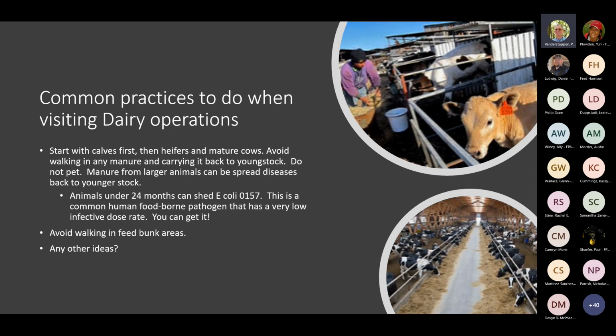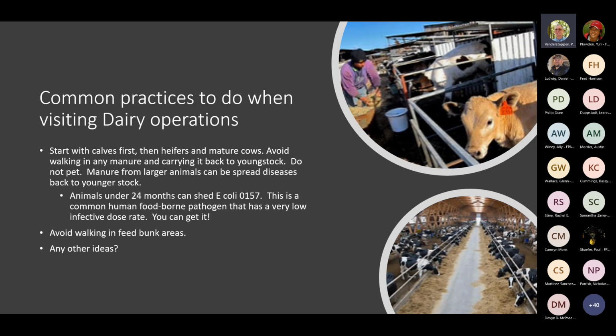It's interesting to note that animals under 24 months of age, especially dairy heifers and calves, have the highest potential to shed E. coli O157. And shedding is the manure coming out of that particular calf. If they do carry any E. coli, these smaller animals are the ones that most likely could have it, if they have it at all.